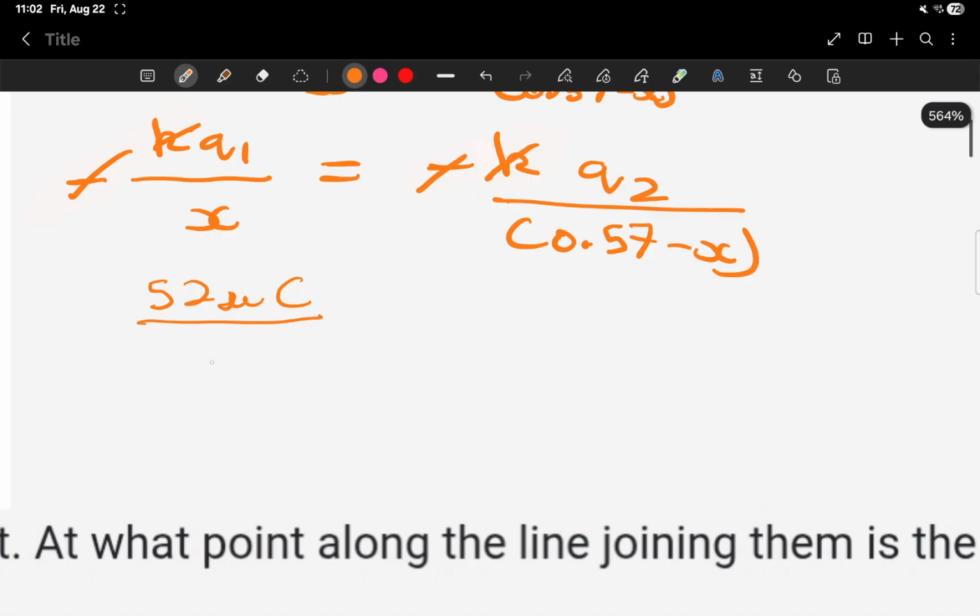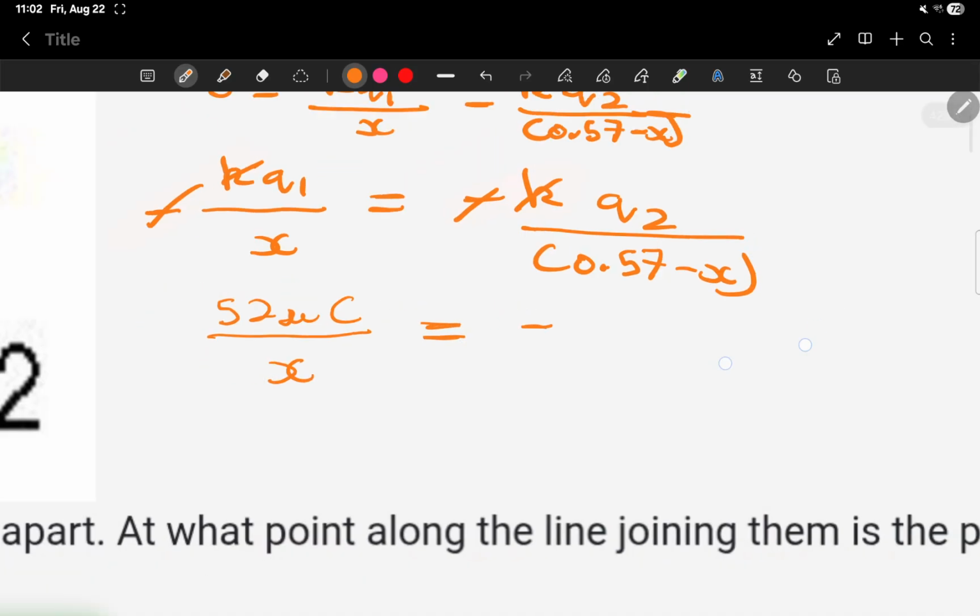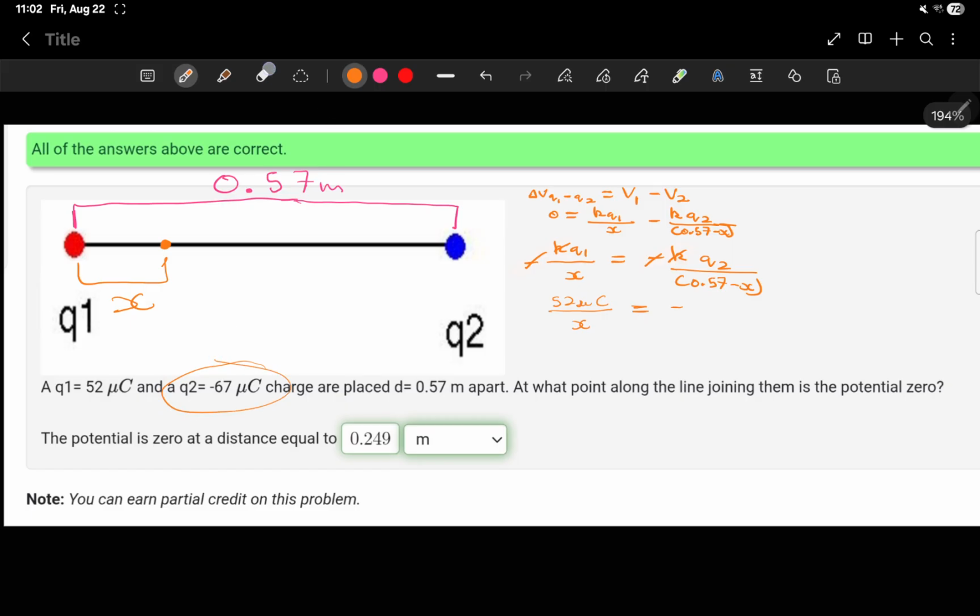So that's 52 microcoulombs over x, which is going to be equal to negative. Why negative? Because Q2 itself is negative, so it's negative 67 microcoulombs.